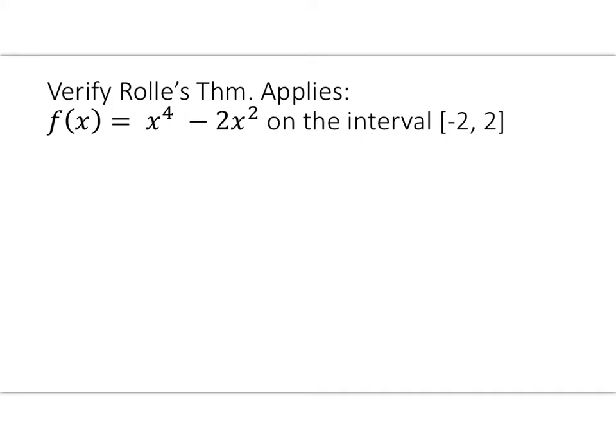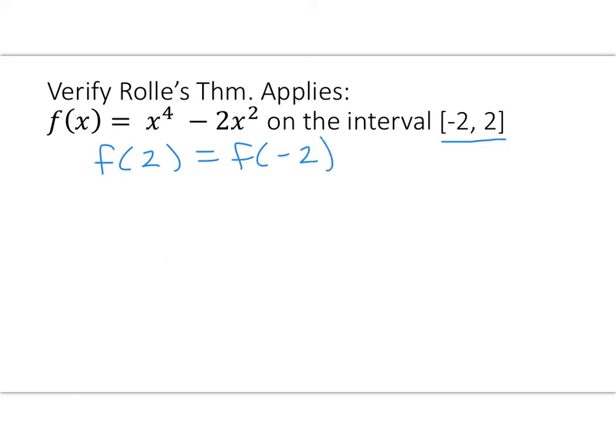So I have f of x equals x to the 4th minus 2x squared. This is a polynomial, so I know it's a continuous function. So it has to be continuous on the interval negative 2 to 2, and I know it's differentiable. So that part's set. To verify Rolle's theorem, I first have to show that f of 2 is equal to f of negative 2.